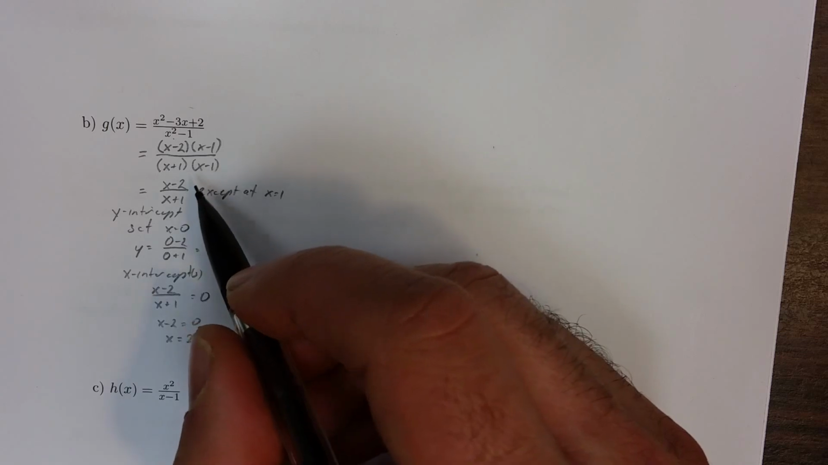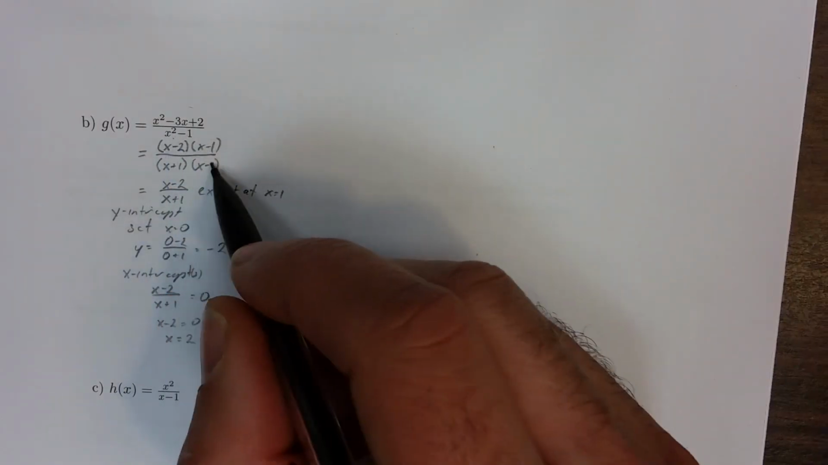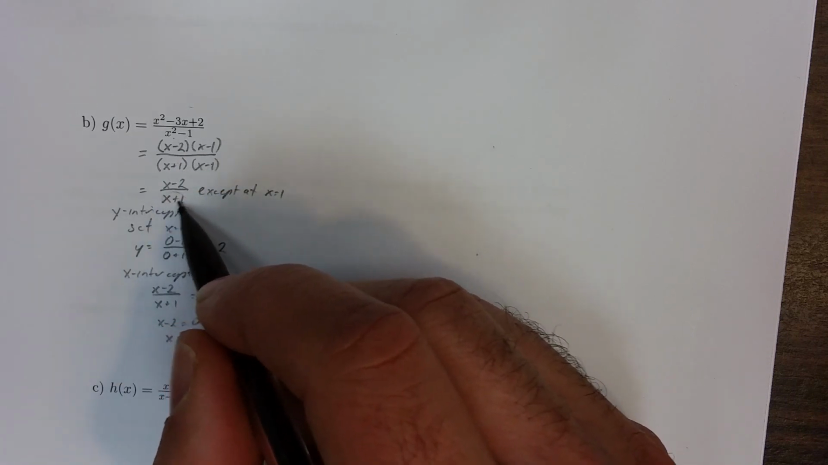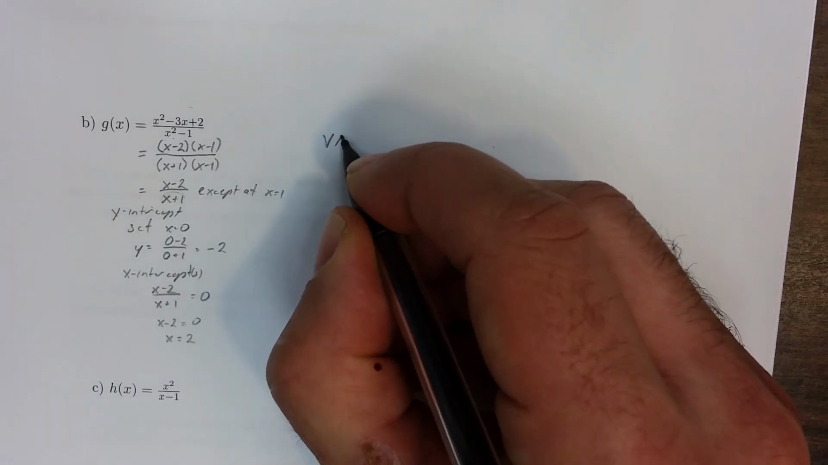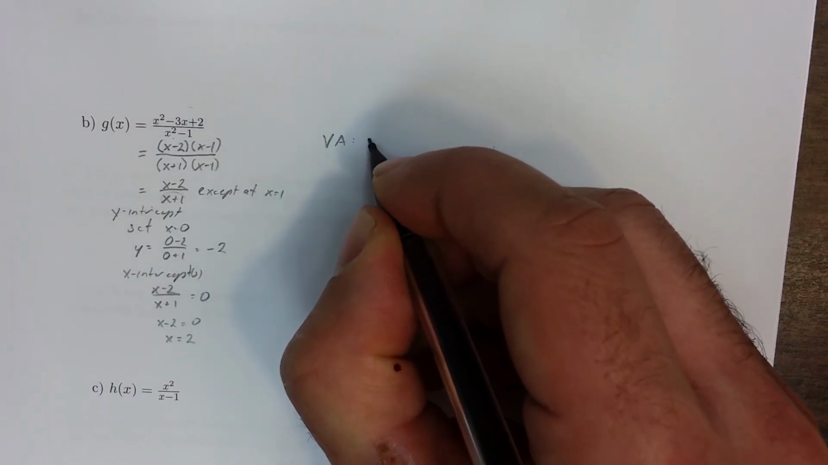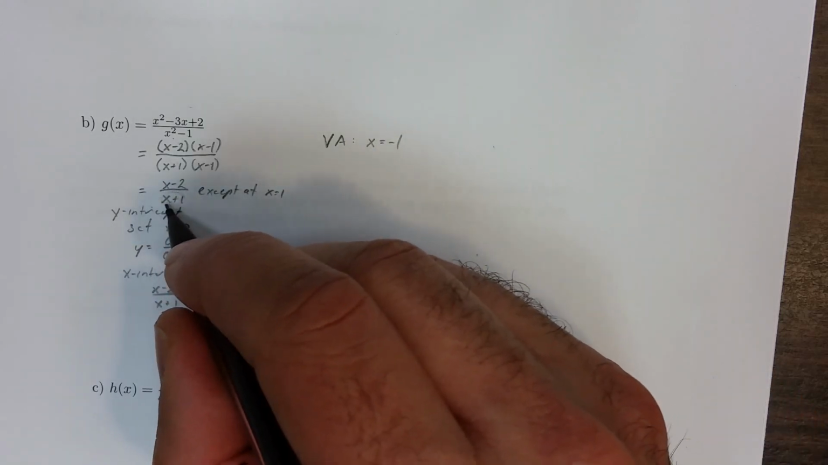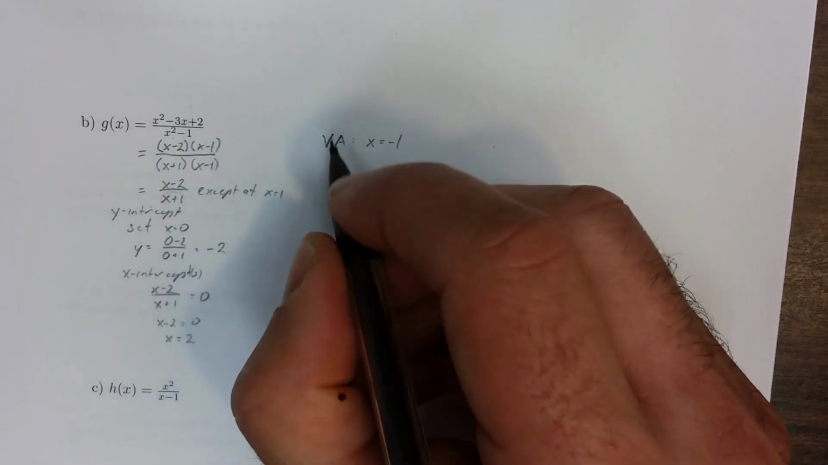We can already see from our factorization up here that we have a vertical asymptote where the denominator equals 0 at a place we weren't able to cancel it with the numerator. So we have a vertical asymptote at x equals minus 1. We were not able to cancel the x plus 1 with anything in the numerator, whereas the x minus 1 we were able to cancel.